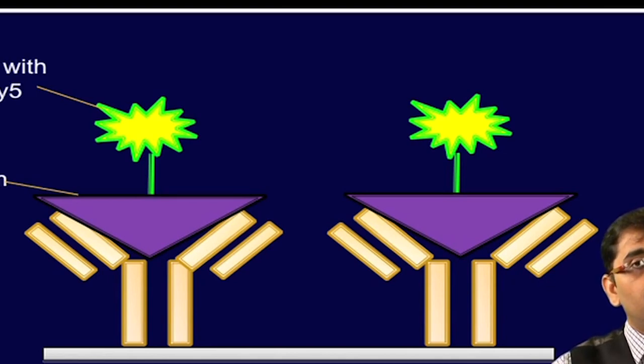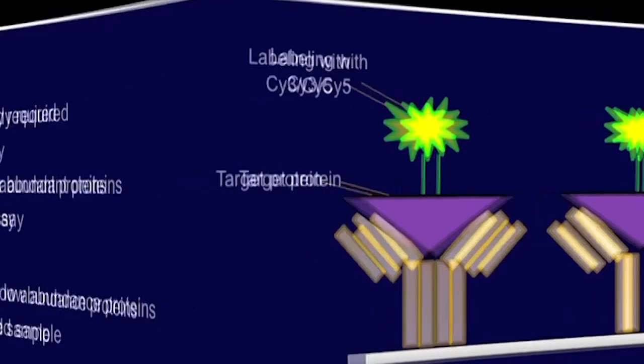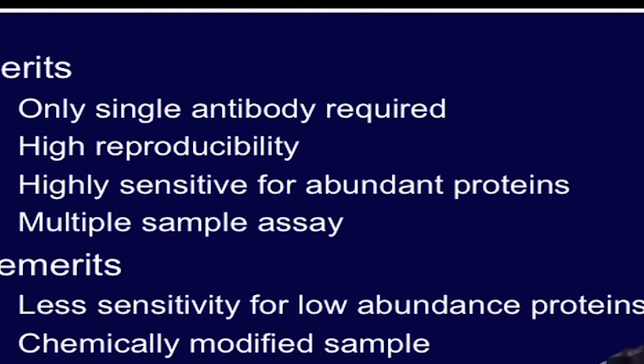The direct labeling allows the co-incubation of a reference sample or control sample with an analyte of interest, so that both containing different tags, Cy3 and Cy5, can facilitate internal normalization. The direct labeling method has many advantages. It requires only a single capture antibody. It has the capacity of multiplexed detection of hundreds of analytes. It offers accuracy and reproducibility which is required for abundant proteins.